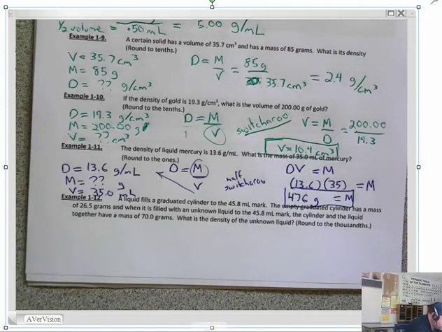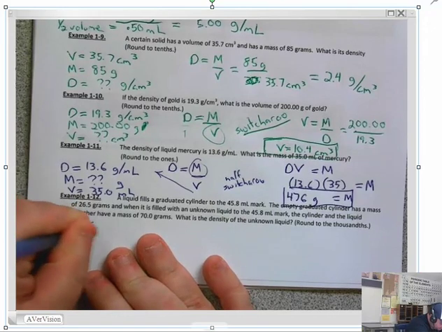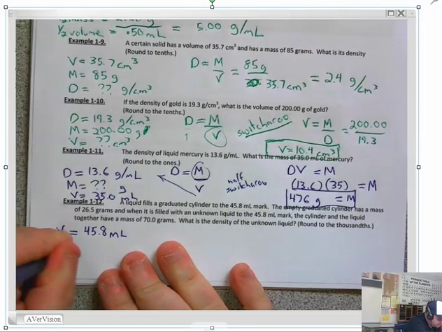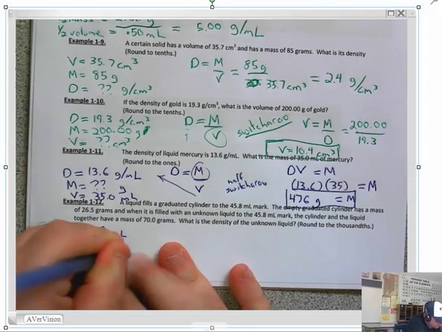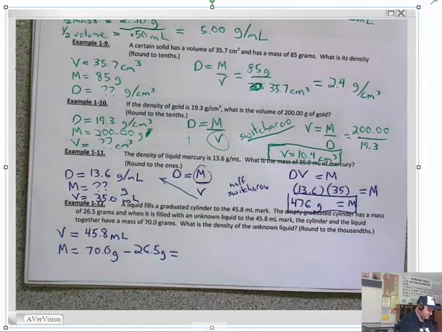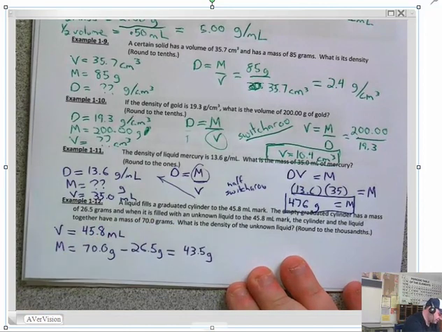A liquid fills a graduated cylinder to the 45.8 milliliter mark. Okay, so we have a volume of 45.8 milliliters. The empty graduated cylinder. I want the density of the liquid, not the graduated cylinder. Okay, but when they have a mass together here of the liquid, they have 70 grams. So the mass here is going to be 70 grams minus 26.5 grams, which is equal to 43.5 grams when you subtract.